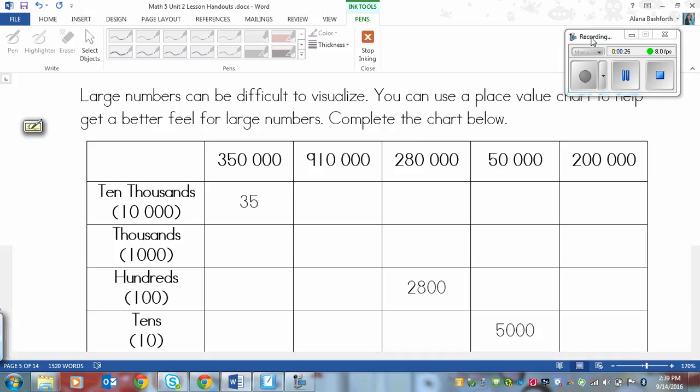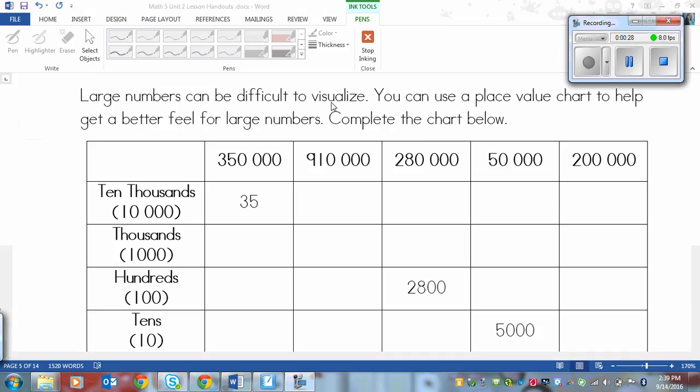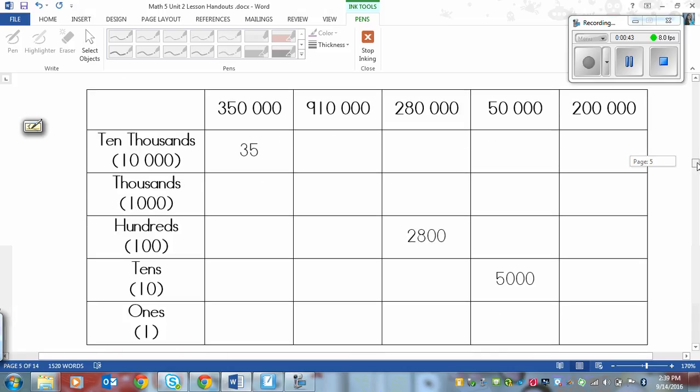So above here, it says large numbers can be difficult to visualize. You can use a place value chart to help get a better feel for larger numbers. Complete the chart below. So we'll do the first two numbers together, and then I'll let you do these last ones on your own. It's a different type of place value chart than I normally get you to do. This one is more so showing you how large a number is rather than showing the place value. But it's sort of like backwards, I guess.